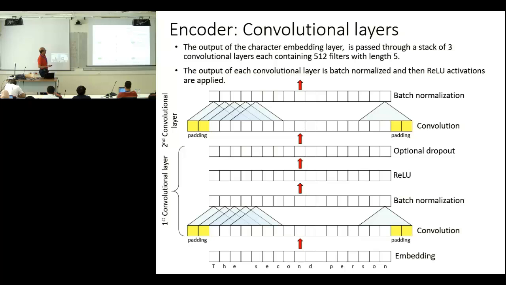The encoder has some convolutional layers followed by a bidirectional recurrent neural network. The convolutional layers are very simple. They take the embedding, they pass through a convolution layer, then optionally there is a batch normalization. Then, this is important, we pass through a ReLU nonlinearity. After the ReLU nonlinearity there is a dropout, which is also optional, and this is repeated I think 3 times.